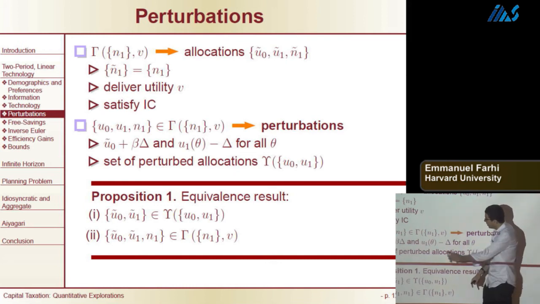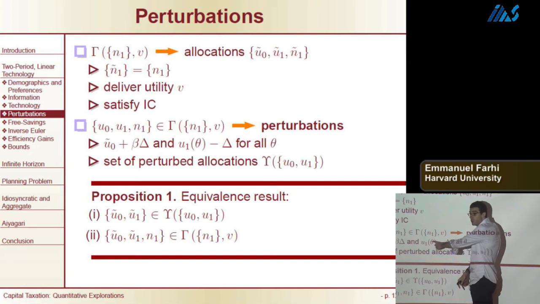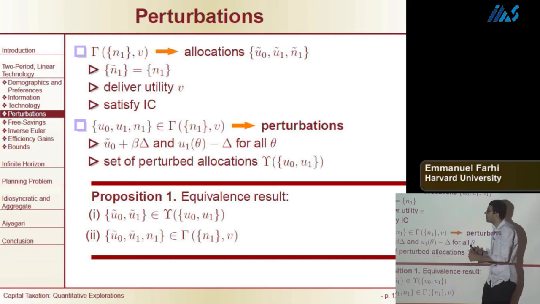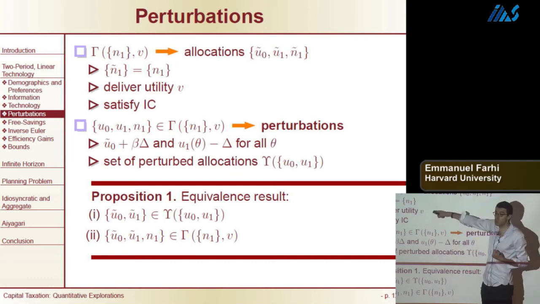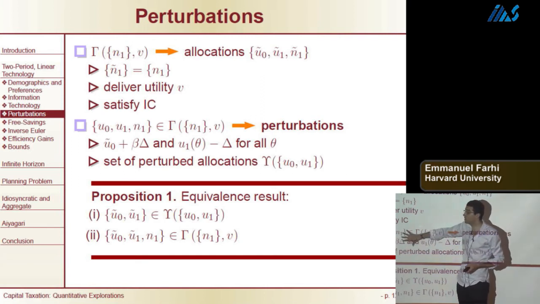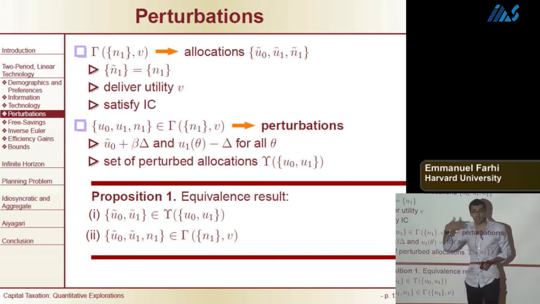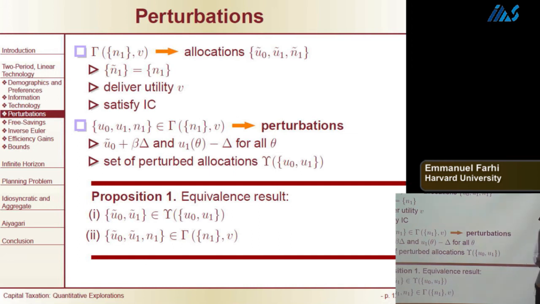Why? Because the differences in utility that you get between two different reports are completely preserved, since we shift these utilities across all possible realizations. So it's going to preserve this constraint, and it's also going to preserve this constraint. So it's clear that if I take an allocation in this set and I perturb it, I'm going to get another allocation in this set. And what this theorem says is that the two are actually equivalent.